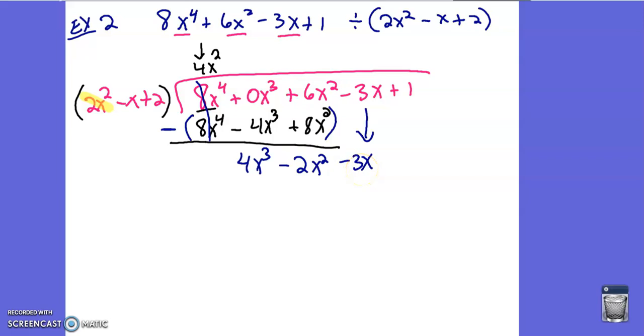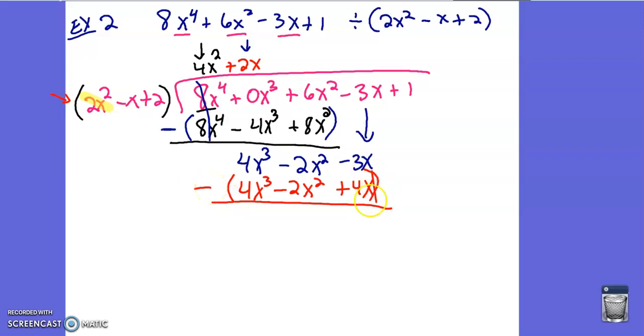So we ask ourselves up here, what times 2x squared is going to give me 4x cubed, and that's going to give me 2x. Once I find that, I'm going to use the distributive property with this entire trinomial. So 2x times 2x squared is 4x cubed. 2x times negative x is negative 2x squared. And then 2x times 2 is 4x. Again, just notice these should always line up: x cubed, x squared, x. And then again, put parentheses and be careful with the subtraction sign.